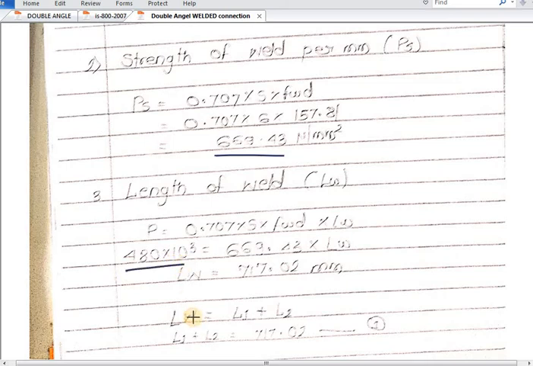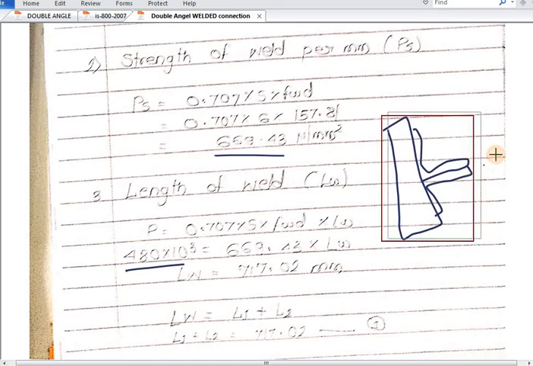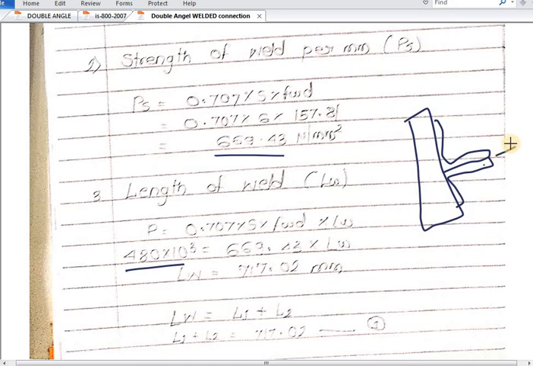In back to back we have divided this 480 by 2, but when it is connected on the same side, that means this is nothing but the gusset plate and this is nothing but the angle section which has been connected on the same side, then the load taken by this angle section on the same side is 480. We will not divide it by 2.